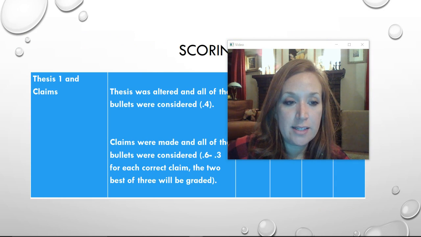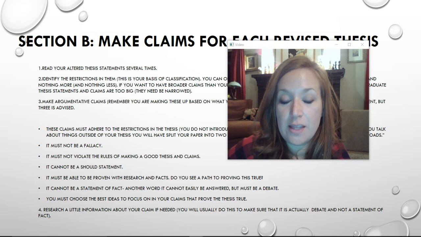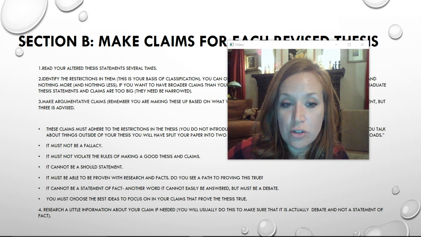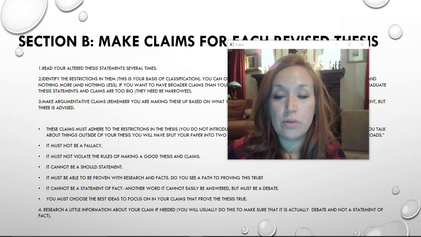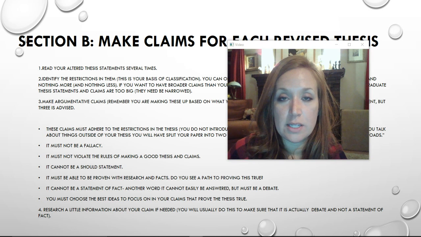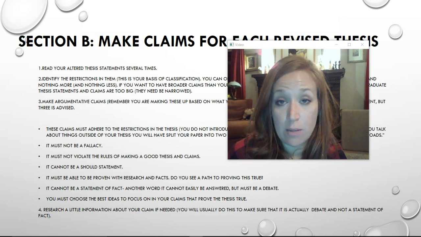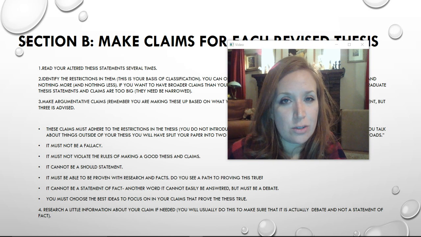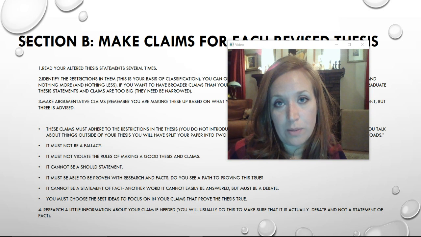the one that is different between the last one, between making a thesis and then making a claim, is you must choose the best ideas to focus on in your claims that prove your thesis true. Remember back when we originally made claims for your thesis statements and you had to list like 20 different reasons why your thesis, sub-arguments, why your thesis might be true, and then pick like the best 2 or 3 based on that big list? That's the same thing you're going to do here when making claims.